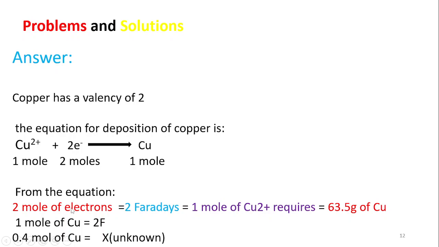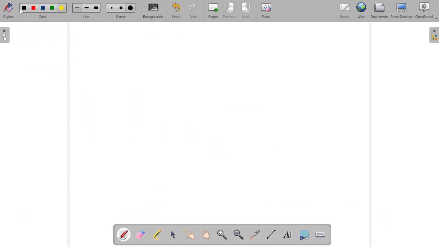So how do we do that? Looking at this relationship here, we have that 2 moles of electrons is equal to 2 Faradays, as has been stated earlier. 1 mole of electrons is equal to 1 Faraday. So definitely 2 moles of electrons is equal to 2 Faradays, and 2 Faradays is equal to 1 mole of copper. We should not get confused. This is referring to the electrons, while this is referring to the element. Maybe I should write that down.